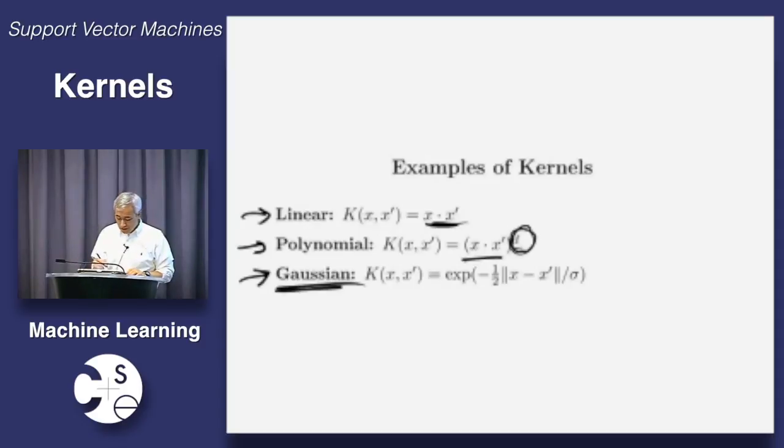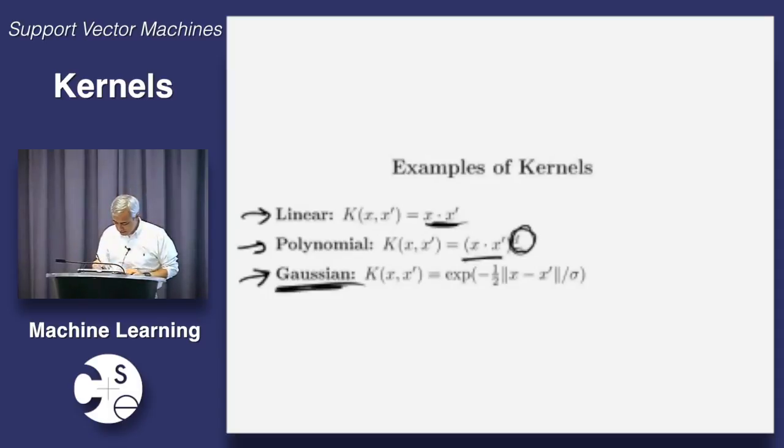In a way, a Gaussian is a very natural similarity function to use. It just says you're maximally similar if you're at the same place, and you have this nice bell-shaped degradation of similarity as the two examples become more and more different.